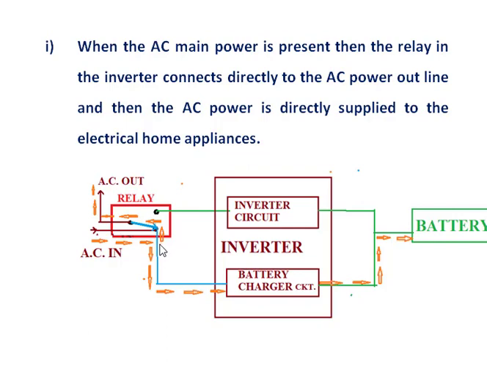Another part of this AC is connected to the battery charger circuit. This battery charger circuit of the inverter consists of a step down transformer which converts high voltage AC into low voltage AC. Again, the low voltage AC is rectified, that is, it converts low voltage AC into DC voltage. This DC voltage is given to the battery. So, the battery gets charged using this DC voltage. It is the action of this circuit.